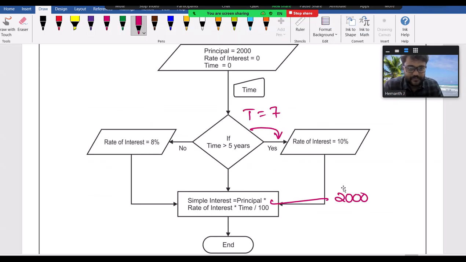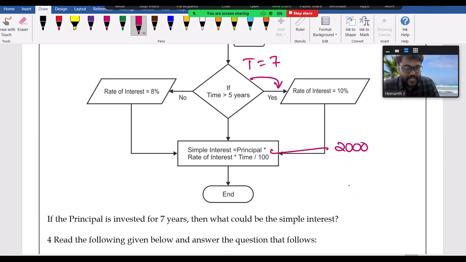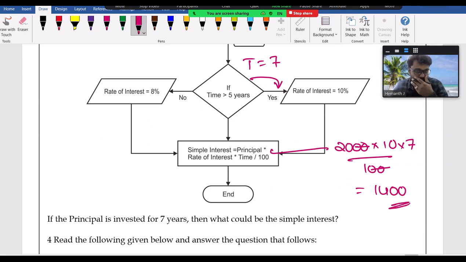Cool. Right. So time is 7 years. Now put rate of interest should be 10, time is 7, divide by 100. So 1400 should be your answer. They'll give options here. Options are removed, don't worry. Answer is 1400, among options we need to pick. Flowchart question. This is how they are asking in the Mettl platform.